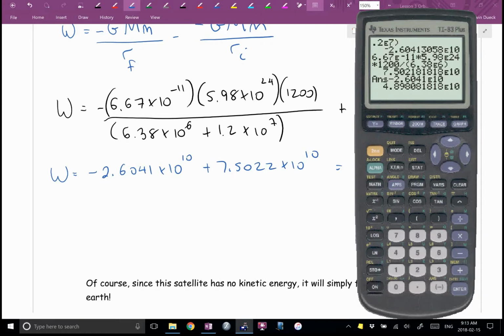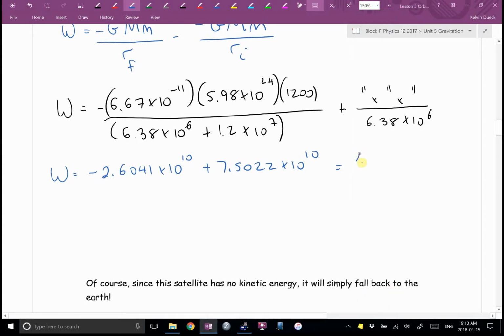Do y'all get 4.90 times 10 to the 10th? Is that right, folks? And it's work, so it's joules. That's a lot. Oh, and as I wrote here at the bottom, this satellite has no kinetic energy. All we've done is figure out how much work to get it to the right height. It's going to come crashing back down right now. As soon as we burn up our fuel, it's coming back down and hitting the Earth pretty fast.